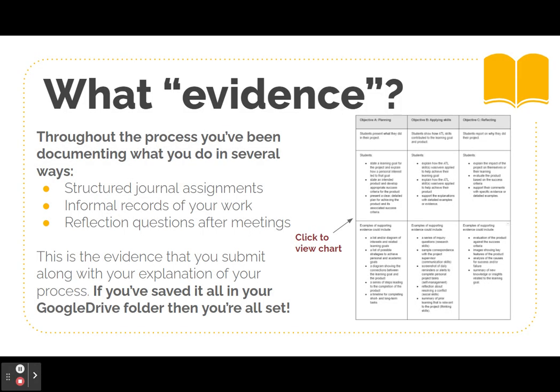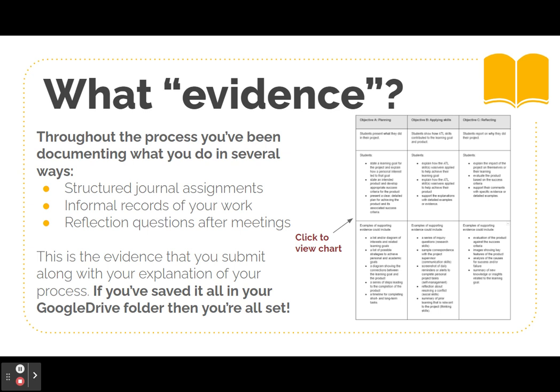Throughout the process, you've been documenting what you do in several ways. Structured journal assignments, which you've been submitting on Canvas since October, informal records of your work, which you've been maintaining in your process journal, and reflection questions, which you've been documenting after meetings with your supervisor. This is the evidence that you'll submit along with your explanation of the process. If you've saved it all in your Google folder, then you're all set.